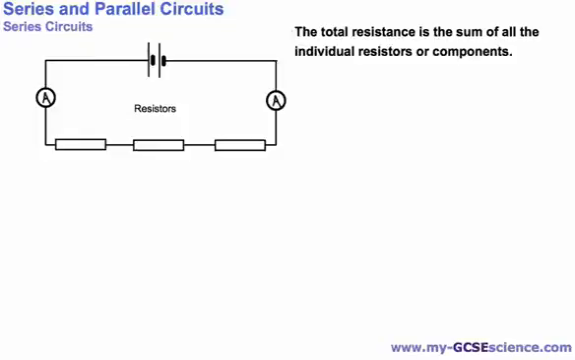Now, a series circuit is a circuit set up so that the current will flow through a single pathway. There's only one pathway that the current can follow, and therefore we call it a series circuit.